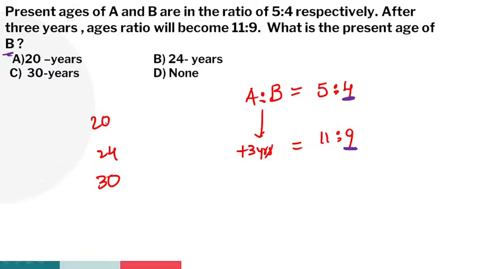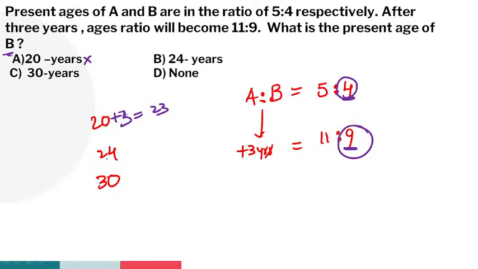What is the first option? 20. 20 is a multiple of 4, guys. Yes. 4 5s are 20. It says after 3 years. After 3 years means plus, 20 plus 3, 23. Is 23 a multiple of 9? No. That's why the first option is a wrong option, guys. And move on to the second option.